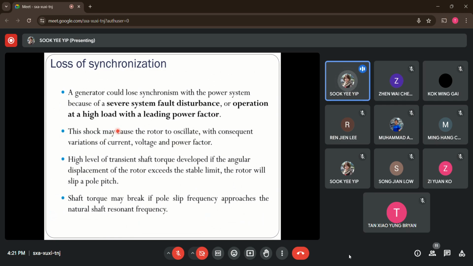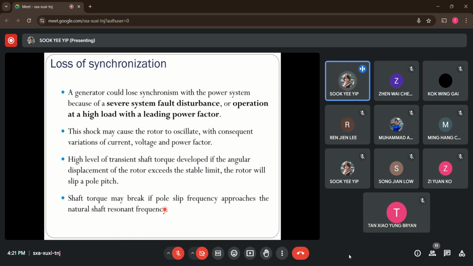Besides this, it will also develop a high level of transient shaft torque. Whenever we have high torque, the angle of the rotor could exceed its stable limit. So it will start to slip a pole pitch. Slipping a pole pitch means it becomes out of step. Right now the shaft might break whenever the pole slip frequency approaches the natural shaft resonance frequency. So it vibrates at the same frequency. That's why it becomes broken.